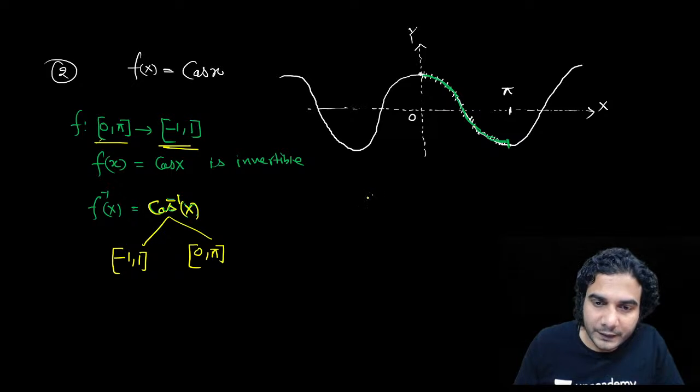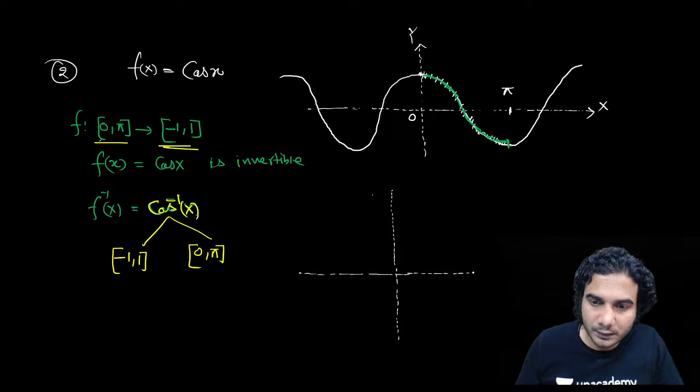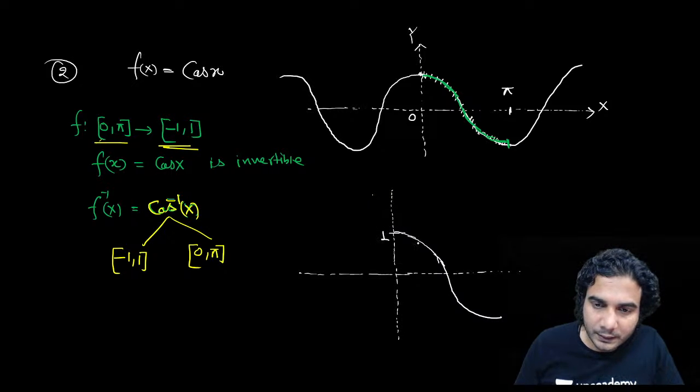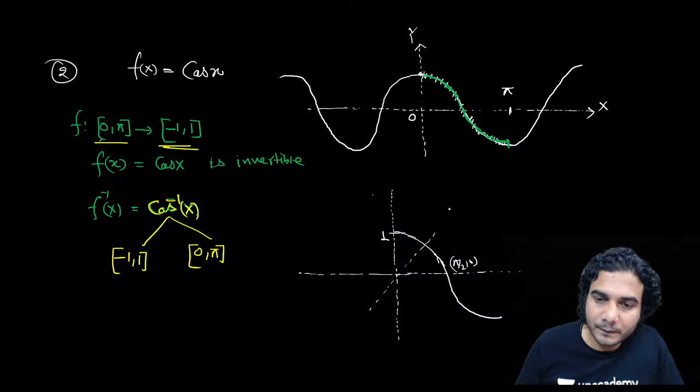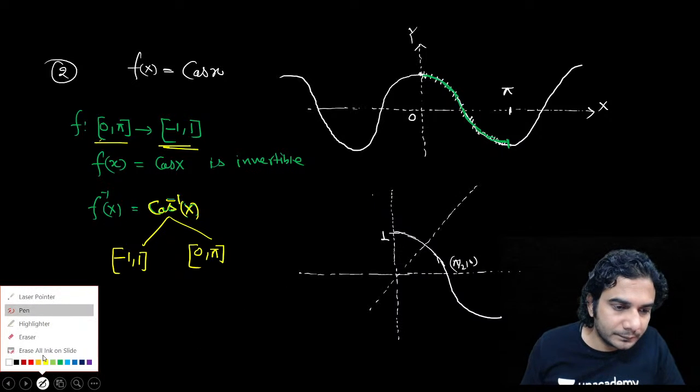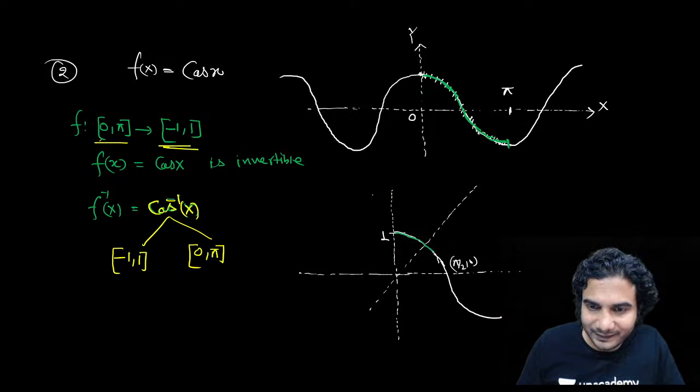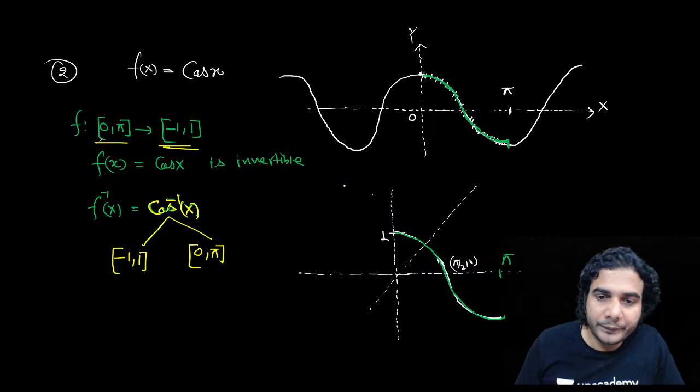Now we need to draw the graph of this function. So let's see how to draw the graph of cos. First I'll make the graph of cos. The graph of cos is like this. This is 1 and this is pi by 2, pi by 2 comma 0. Now this is the y = x line. Now let me make this graph green. We are going to take the image of this part. So that part is going to be like this.